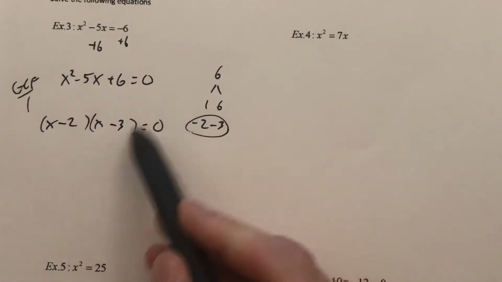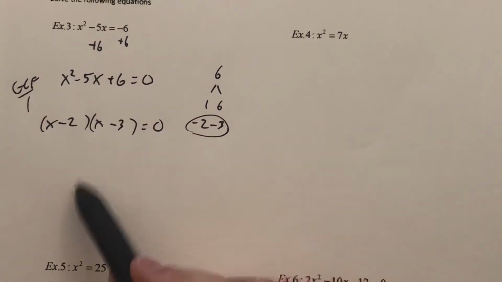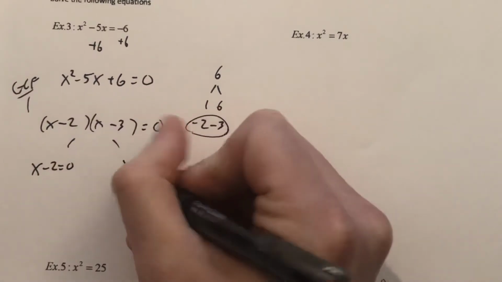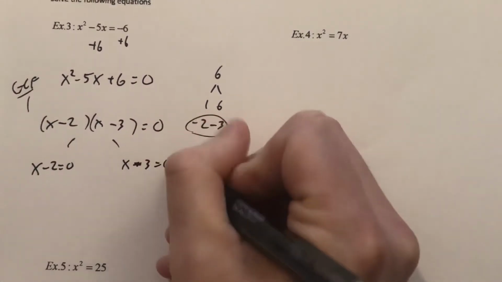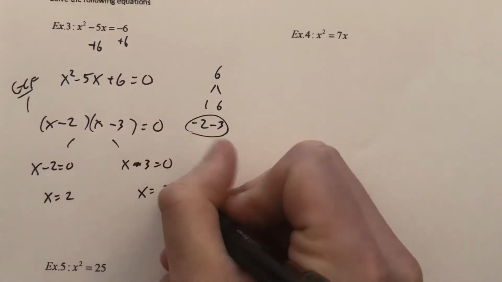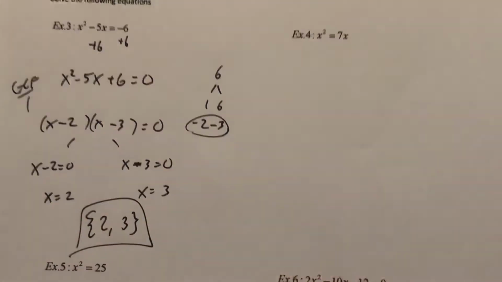I'll keep mentioning, don't forget to write that equals 0, because some people get distracted by the factoring and then forget they're solving an equation, right? We're trying to get to answers for x here. So if you don't write that equals 0, you can forget to continue the problem, where we get our values for x of 2 and 3 for our final solutions.